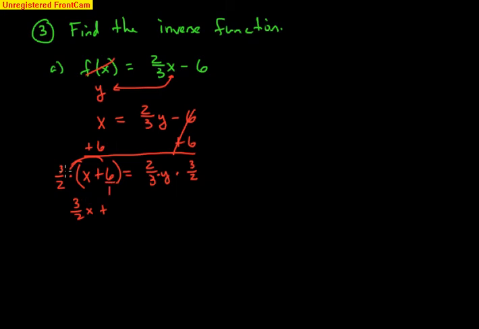Now this 6 is 6 over 1. So 3 times 6 is 18. 2 times 1 is 2. On the right side, 2 cancels, 3 cancels, and we get y. Now, I think that 18 over 2 can be simplified. 18 over 2 is just the number 9.